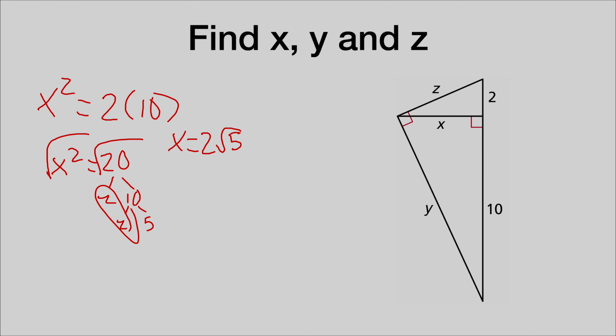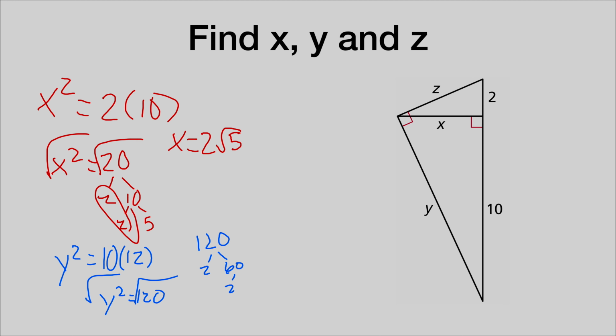Now let's talk about y. So y squared is equal to 10 times the whole distance, or 12. So y squared equals 120. We square root it, 120. That becomes 2 times 60, which is 2 times 30, which is 2 times 15, which is 3 times 5. Okay, we had one pair. All of these don't end up mattering, meaning y is equal to 2 square roots of 30, because that's where we could last break it down and get a pair.